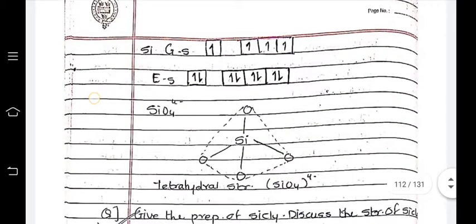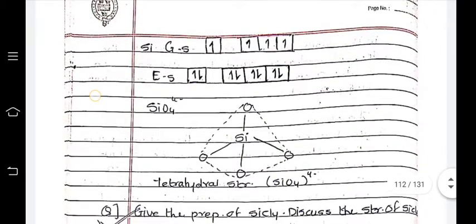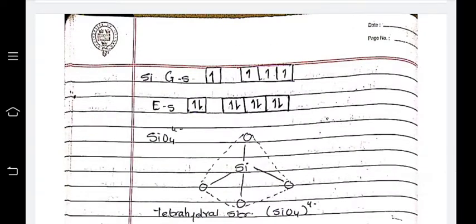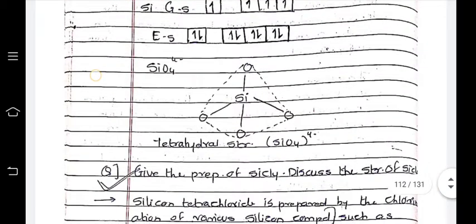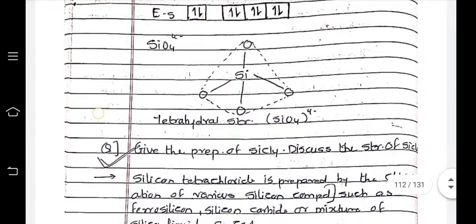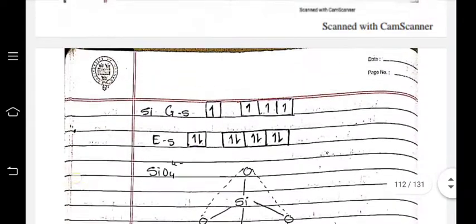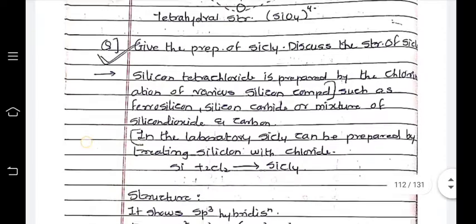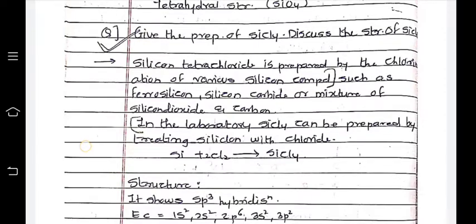In the ground state, the s orbital has 1 electron and the p orbital is excited, and they form the bonds. That is SiO4, with four oxygen atoms involved in these reactions. A tetrahedral structure is formed.